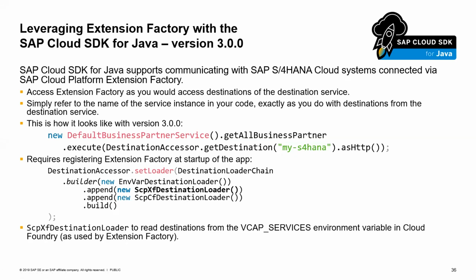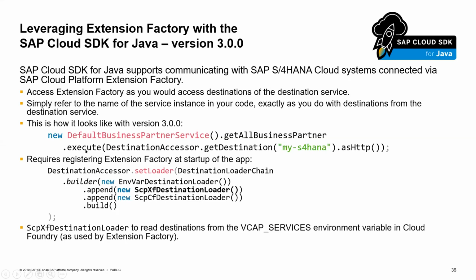Let's start with the SDK for Java, and here I'm already talking about the newest version, version 3, as mentioned before, released last week. Here it is as simple as with all the other variants and other versions. You can just access Extension Factory in the same manner as you would access a destination from the destination service, which you probably already know. So if you have a call like this one exemplified down here, where you talk to the business partner service of the S4HANA system, registered for this SAP communication scenario 0008 that was mentioned before, you just continue to use the OData virtual data model of the S4HANA Cloud SDK to retrieve business partners.